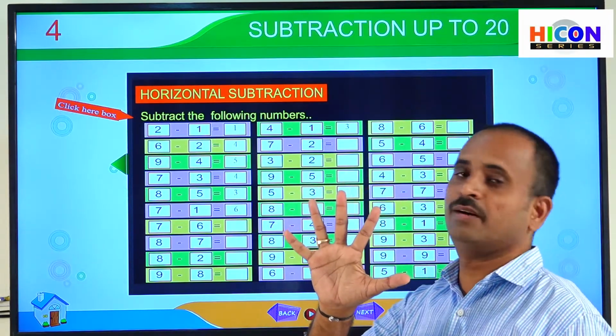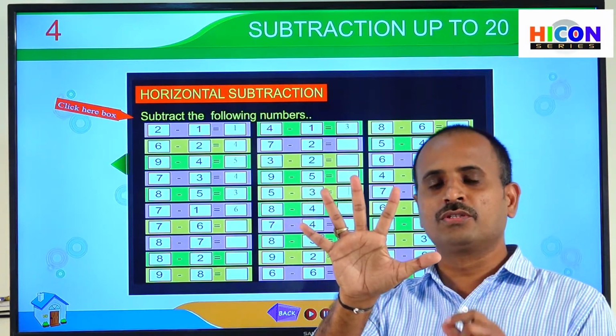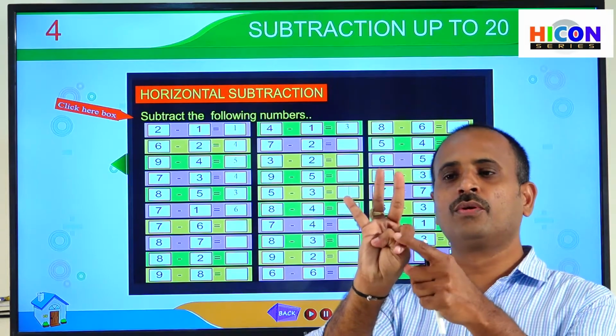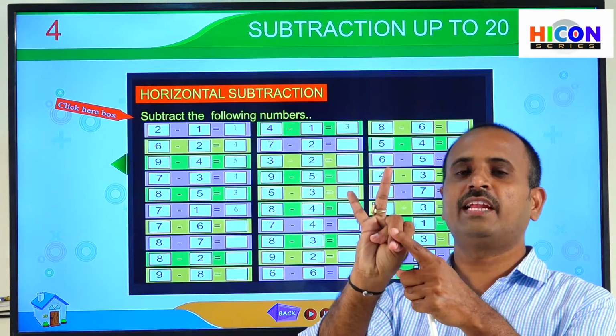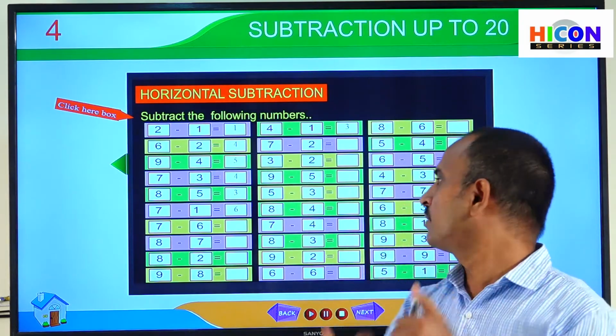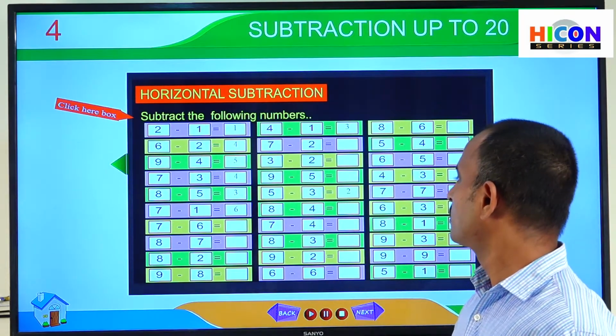And what is the second number there? 3. So close 3 fingers among these 5 fingers. So 1, 2, 3. That means I have taken away 3 fingers. How many fingers are there? So 2 fingers are there. So write 2 in this box.